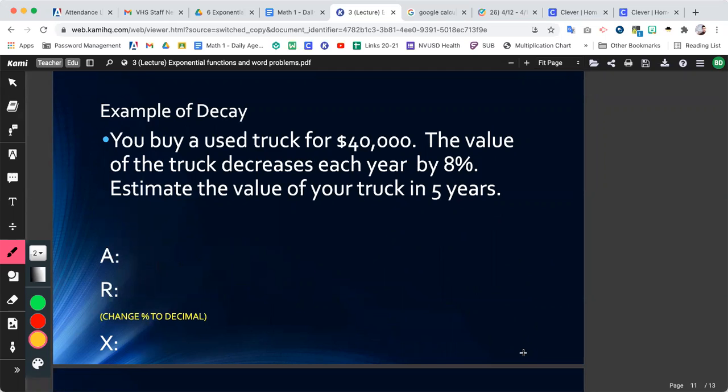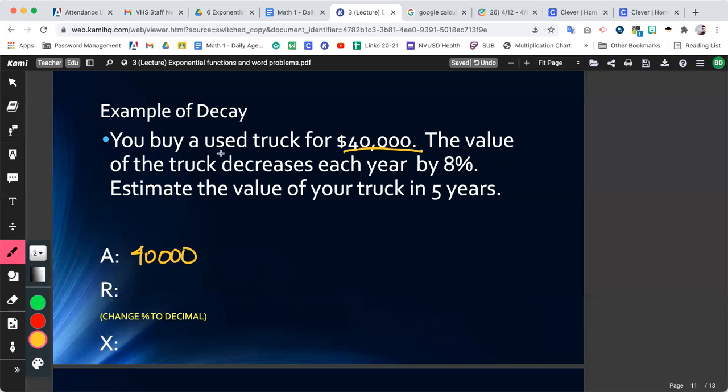So you buy a used truck for $40,000. I know that's expensive. It must be a really nice truck. The value of the truck decreases. Decreases is our key word here. Each year by 8%. Estimate the value of the truck in 5 years. Okay. So you buy a used truck for $40,000. What does 40,000 stand for? Okay. Good. Seriously, that's a lot.